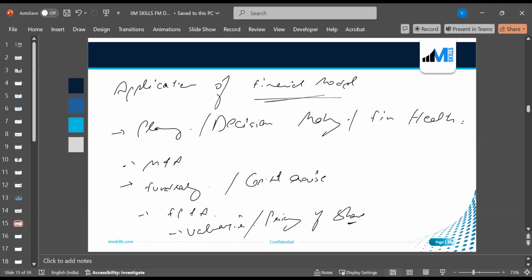Do you know how much funding you need? Do you know when you need the funding? Do you know at what valuation you need the funding? So many questions. And all of them can be answered through one way, that is financial modeling.